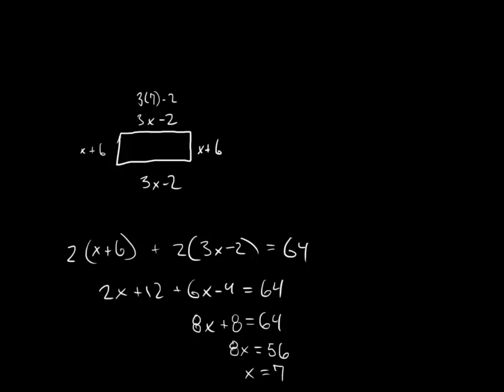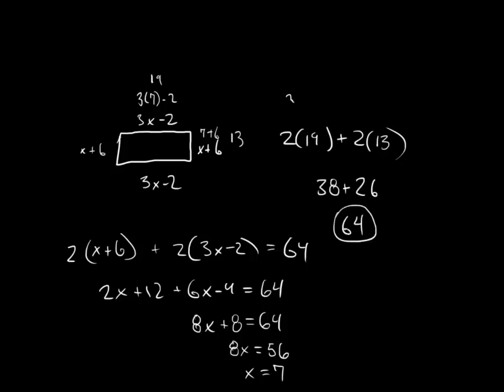When x equals 7, this side, the long side, is 19. And the short side is 13. 2 times 19 plus 2 times 13 equals 64. So read the question carefully to be sure you've got your answers. It does not say, what is the value of x? The problem asks, what are the dimensions of the rectangle? Which are these?